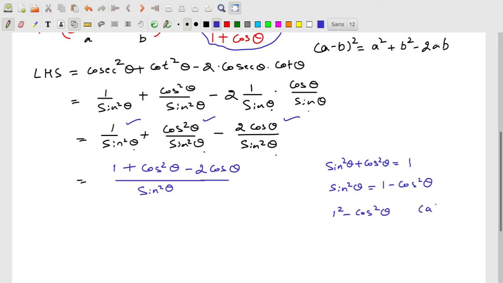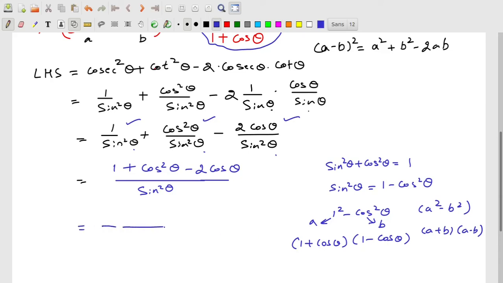Now the algebraic identity a square minus b square, and we know a square minus b square can be written as (a plus b) into (a minus b). So here this 1 is a and then cos theta is b. Then if you apply this algebraic identity here, you will get (1 plus cos theta) into (1 minus cos theta). Okay, so now we got 1 plus cos theta. So then I will replace this sine square theta in the denominator by (1 plus cos theta) into (1 minus cos theta).